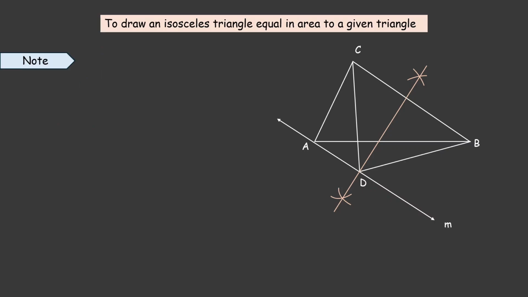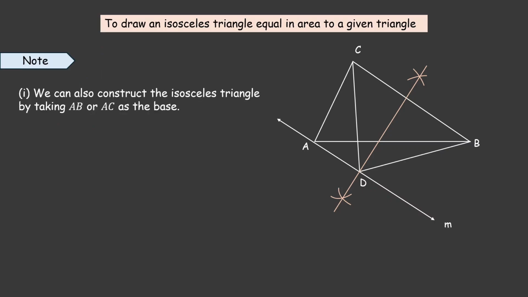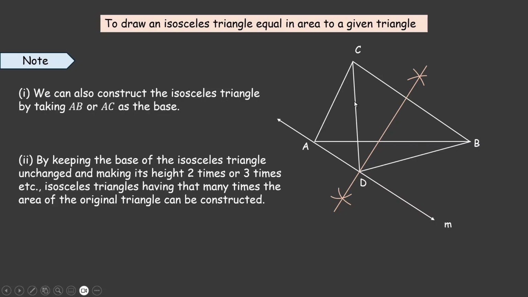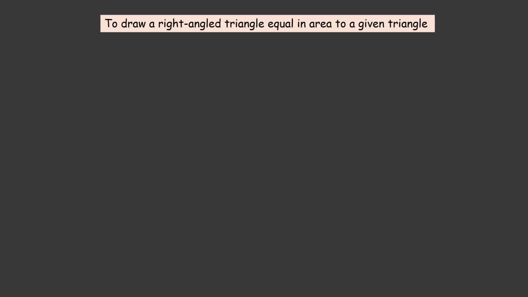Certain points to consider are, we can also construct the isosceles triangle by taking AB or AC as the base. Also, by keeping the base of the isosceles triangle unchanged, but making its height 2 times or 3 times, isosceles triangles having that many times the area of the original triangle can be constructed. Let us move to the next part.